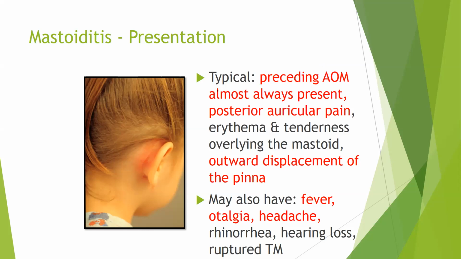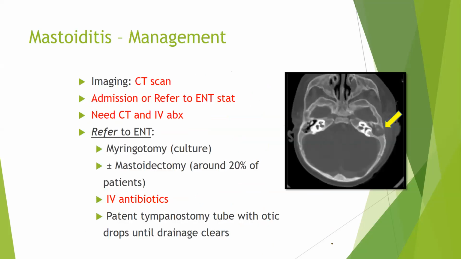So preceding otitis media, this is the presentation. They're going to have this otitis media. They're going to present with pain behind the ear. It's going to be hot, swollen, and tender over the mastoid. You can also have some outward displacement of the pinna because of that swelling. They're going to be sick, right? They've got fever, ear pain, headache, hearing loss, rhinorrhea, ruptured tympanic membrane. These people are sick. Don't miss this.